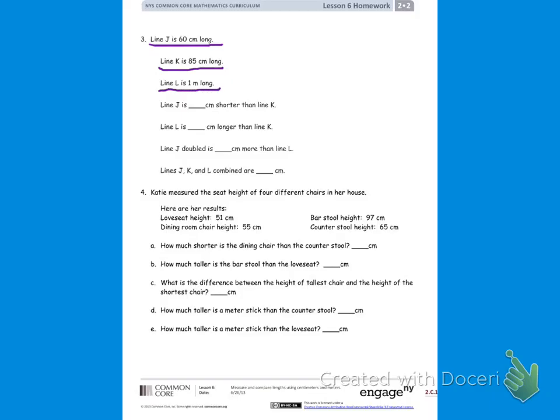And in previous lessons, we've learned that 1 meter equals 100 centimeters. And to keep our units uniform on this problem, we're going to refer to 1 meter always as 100 centimeters.